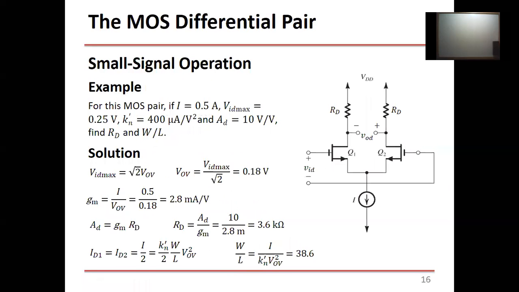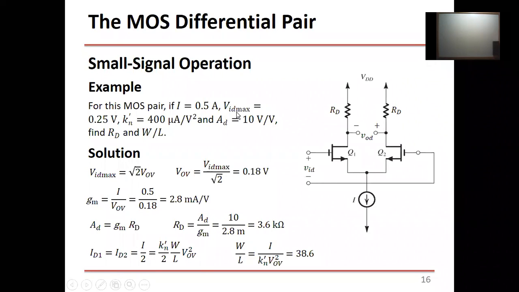Okay, let's take this example. We have a differential pair that's supplied by VDD and a current source to bias the two transistors, connected in a differential mode. The two resistors here are identical, and I assume the two transistors are matched. These are the parameters we have. I is 0.5 ampere, this tail current source is 0.5 amperes, and VID max is 0.25 volt.